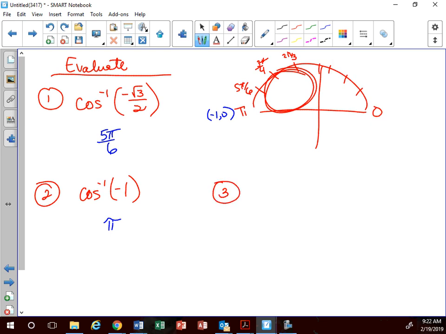Let's do inverse sine of -√3/2. No. Close.